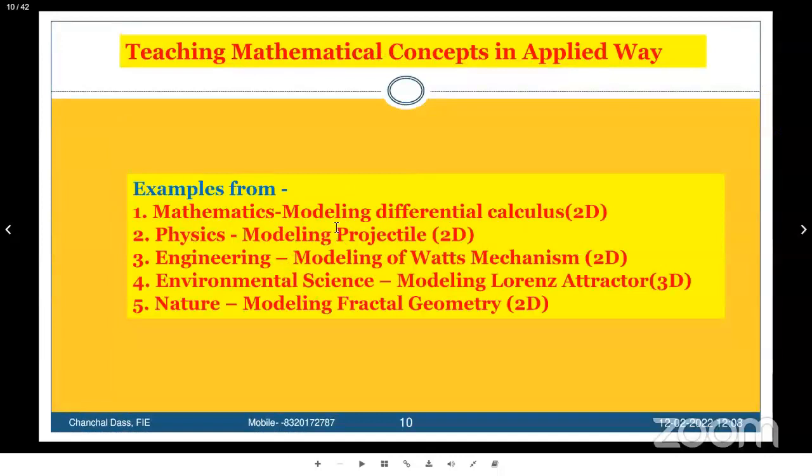Now, today I will show how we can do this. I have taken 5 examples from 5 fields: mathematics, modeling differential calculus, how we can do that in Excel; then modeling projectile, this is from physics; then engineering, modeling Watt's mechanism; and environmental science, modeling the Lorenz attractor. You can see this Lorenz attractor involves 3 differential equations, and you have to integrate them to solve those equations. And this is a 3 dimensional problem. Everything you can do in Excel very easily. And lastly, I will be doing fractal geometry, which is the geometry of nature.